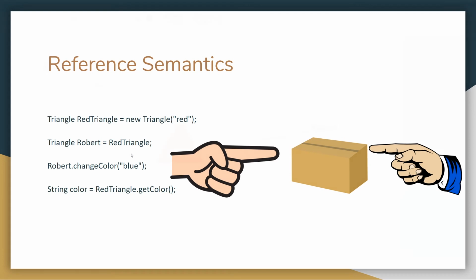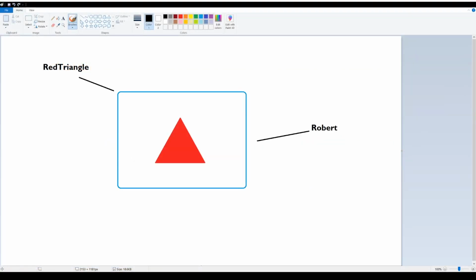So let's open a Paint document right here. Make sure you guys can see it. Okay, perfect. So over here, I have our little red triangle, and I have two variables, redTriangle and Robert. As you can see, these are variable names pointing at the same object. So this is how reference semantics kind of works in Java. You have different variable names pointing at an object, and whatever changes are made to that object are applied to every single variable that points at it. So if I were to change the color to blue, now redTriangle and Robert are a blue triangle.